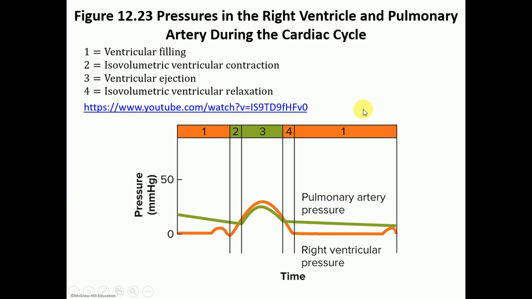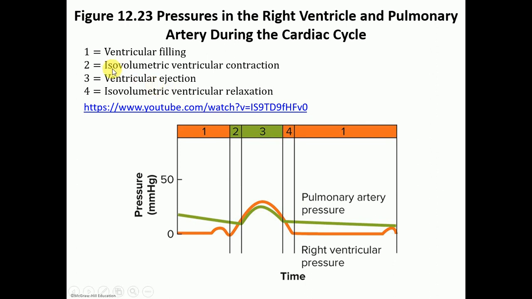Now we want to kind of go over what are the changes in pressure that are happening in the right ventricle and in the pulmonary artery during the cardiac cycle. Okay, so the green one represents the pressure in the pulmonary artery, and the orange curve represents the changes in pressure in the right ventricle. So this is something that you really want to understand as opposed to having to memorize.